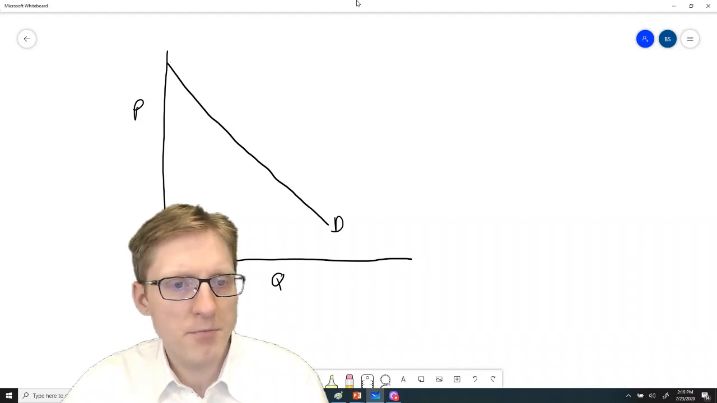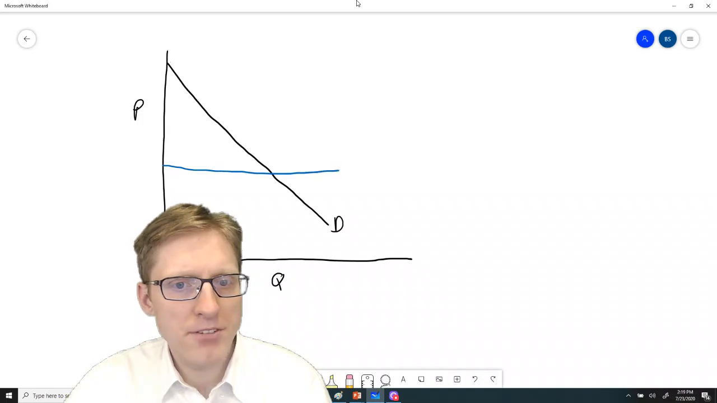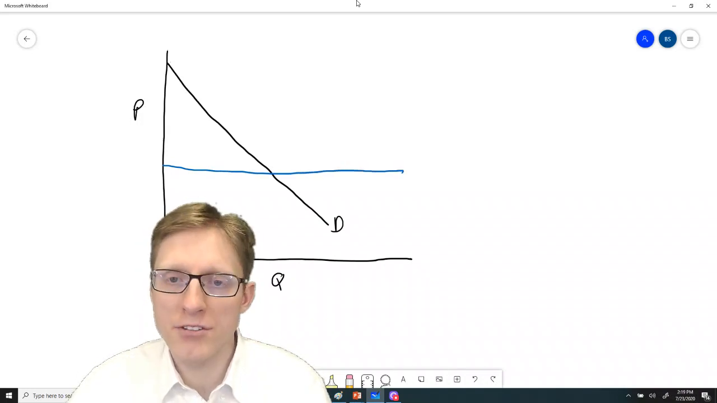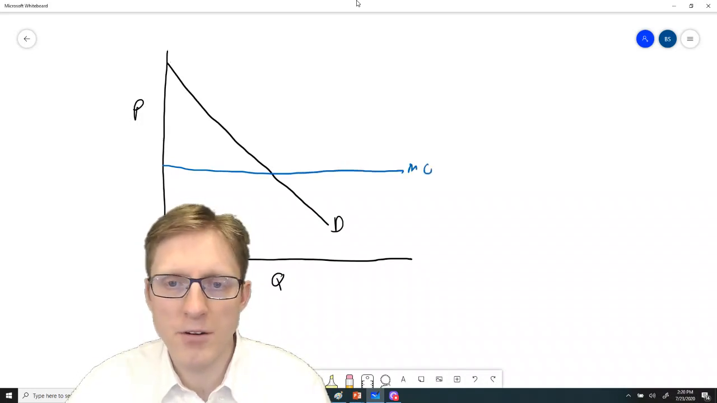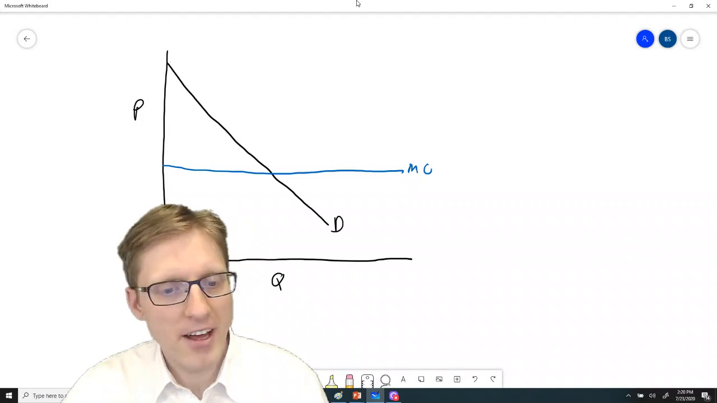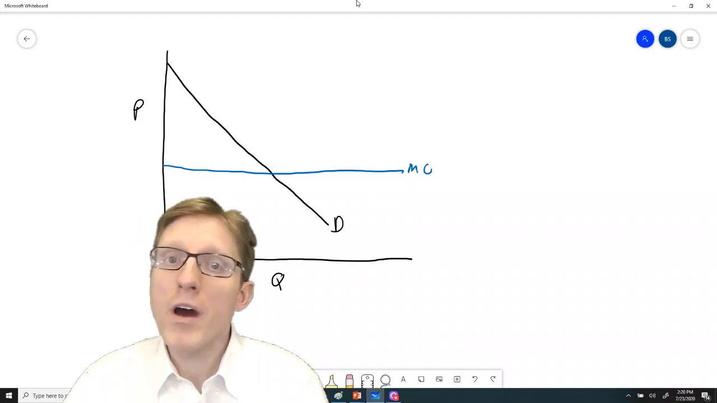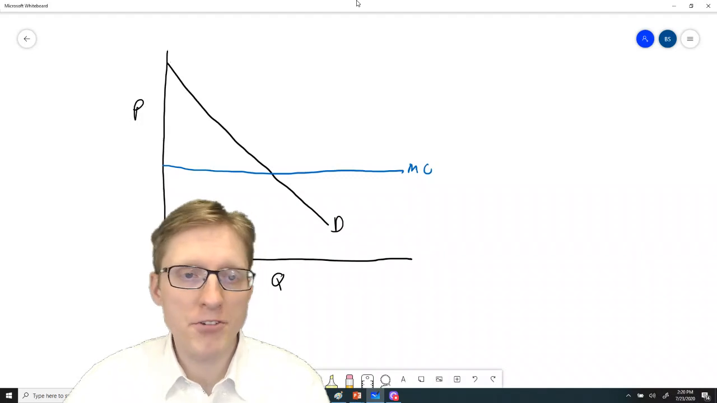I guess I'll draw that in blue. For simplicity, I'll just assume that marginal cost is constant, so this is just a flat line, or supposed to be a flat line. Okay, so what happens under perfect first-degree price discrimination?